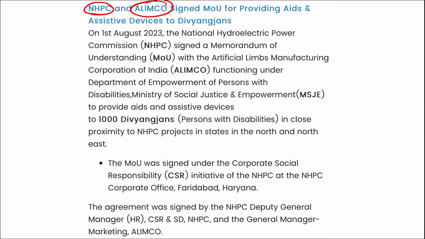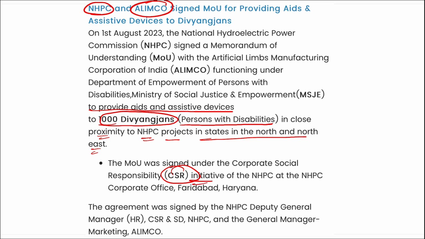Moving on, here you can see NHPC and ALIMCO. Correct? They have recently signed this MOU where they will be providing aids and assistive devices to 1000 Divyangjans, that is persons with disabilities, in close proximity to NHPC projects in states in the north and northeast. And remember, this was under CSR initiative, that is your corporate social responsibility initiative of NHPC at the NHPC corporate office, Faridabad, Haryana.